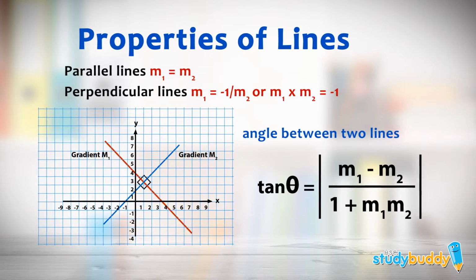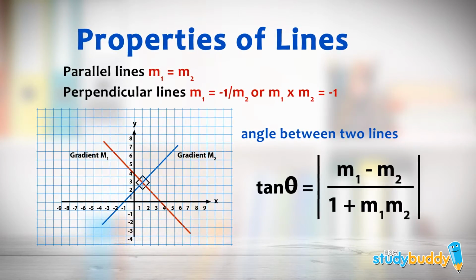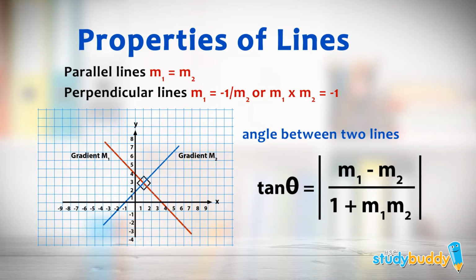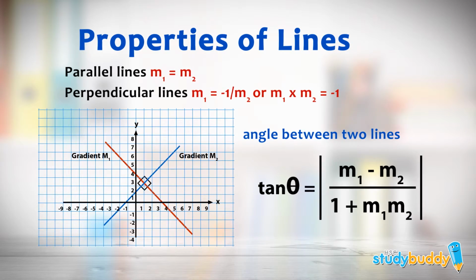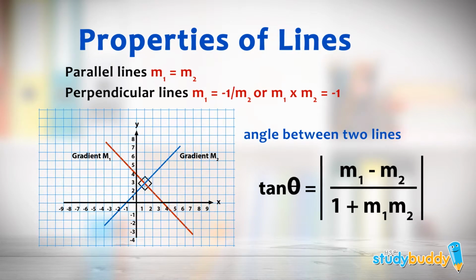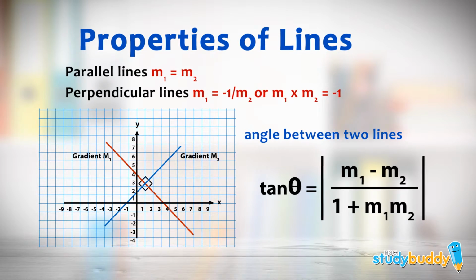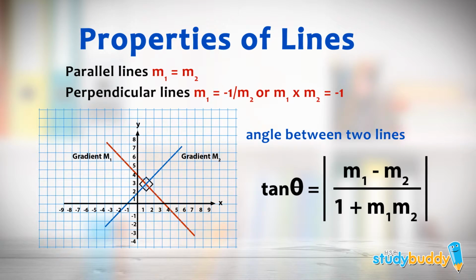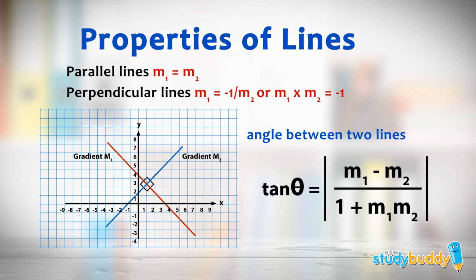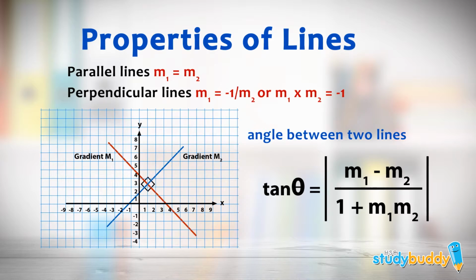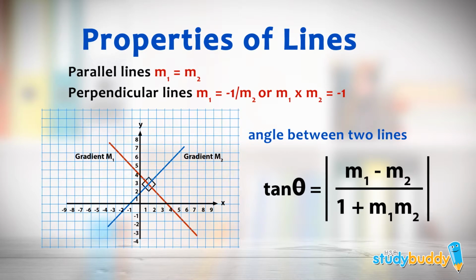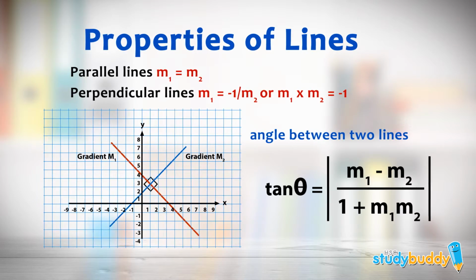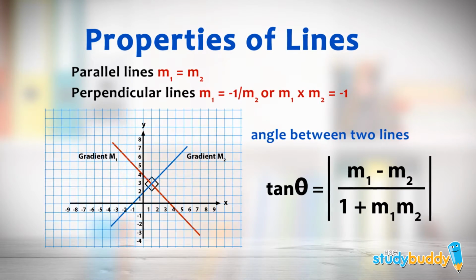Another thing that may be asked, and I think this mostly comes up in the 3-unit papers, is tan of the angle between two lines. It's equal to your first gradient minus your second over 1 plus the product of them, and the absolute value of that result. Now I can't quite recall whether that is required in the 2-unit course, but you know, it's very handy to be able to find the angle between two lines in answering a question, so it's a very good formula to have on board.